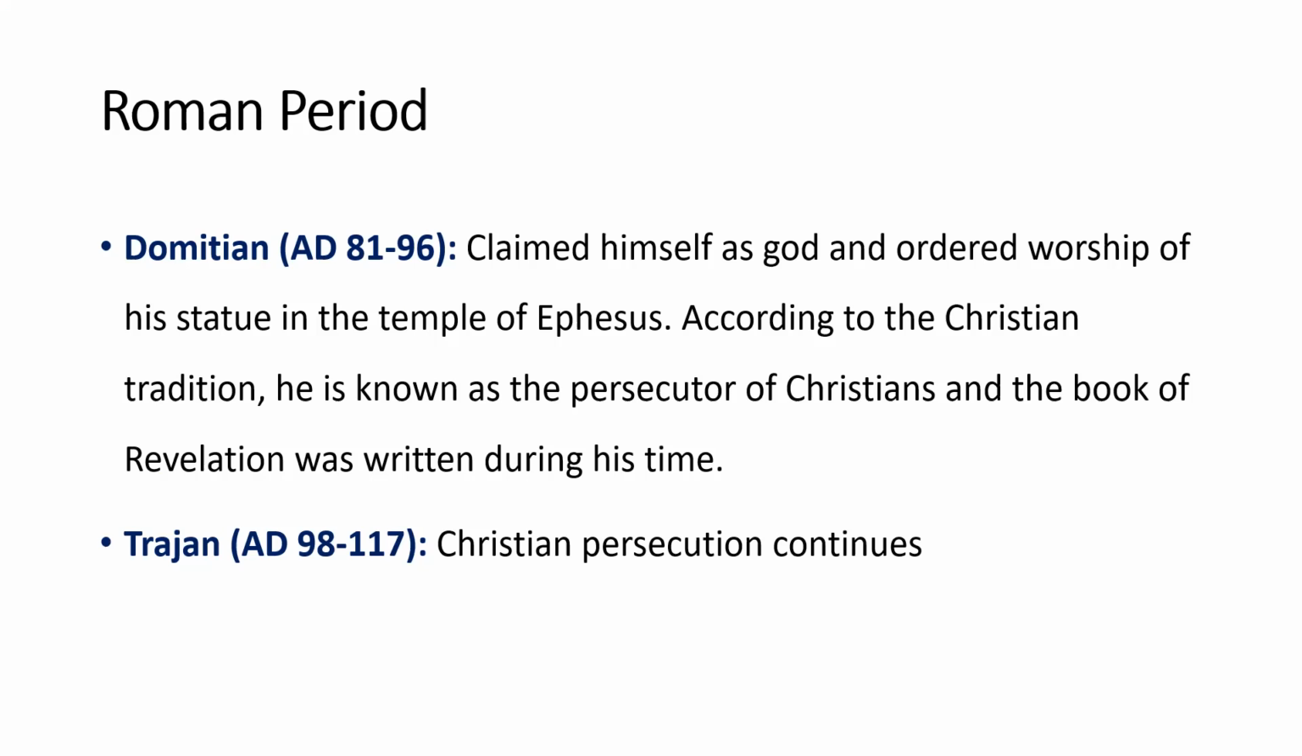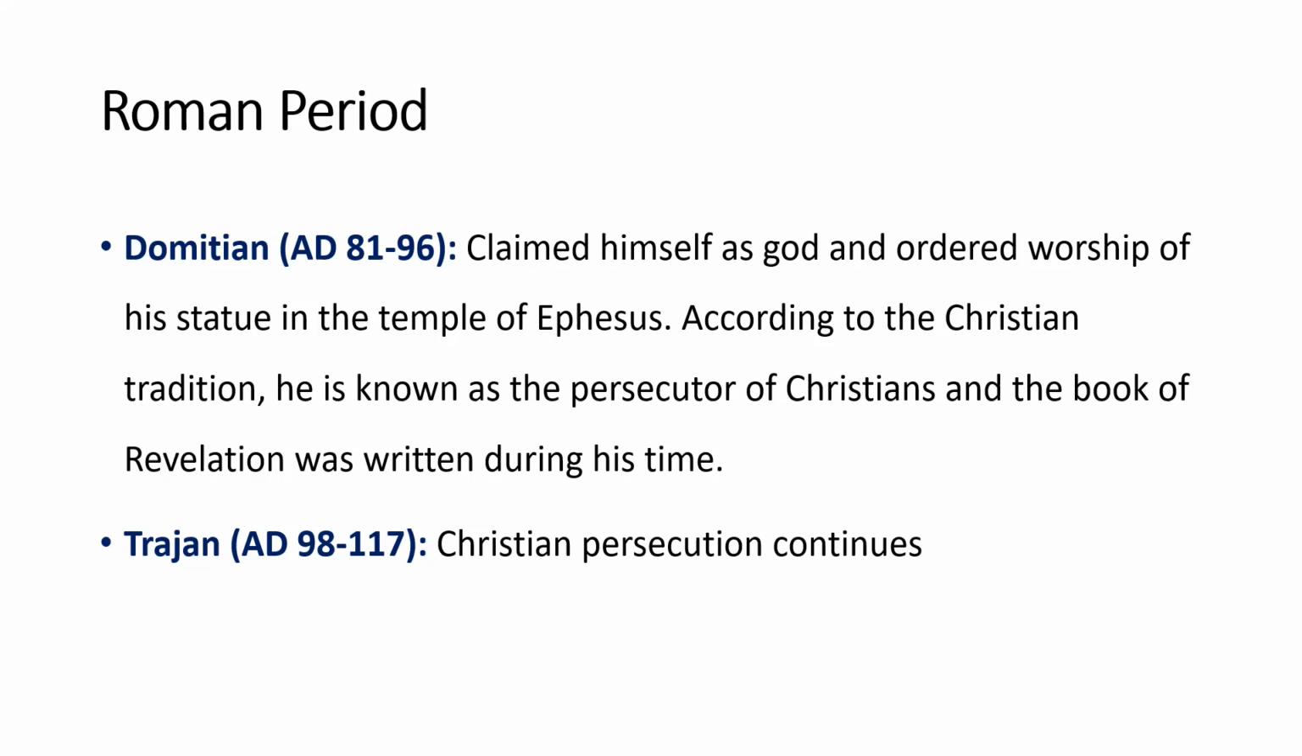And Domitian claimed himself as God. He had a statue of himself in the Ephesus temple, and people had to worship him. That was a problem for the Christians, because they cannot worship anybody other than Jesus. So what happens? Christians refuse to worship him, and that results in Christian persecution. And it is said that the book of Revelation was written during his time.